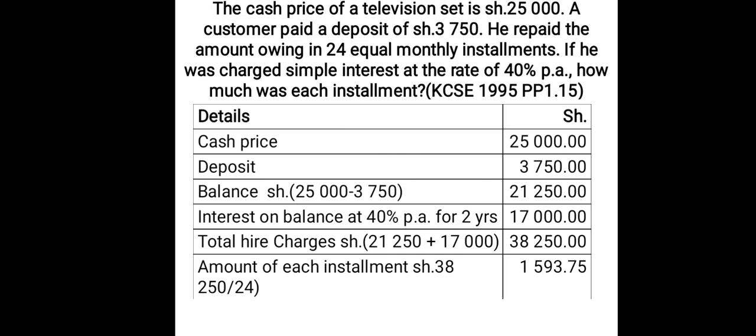Now, what will be the amount of each installment? The amount of each installment, we shall divide the total installment by 24, and to get that each installment was 1,593 shillings and 75 cents.